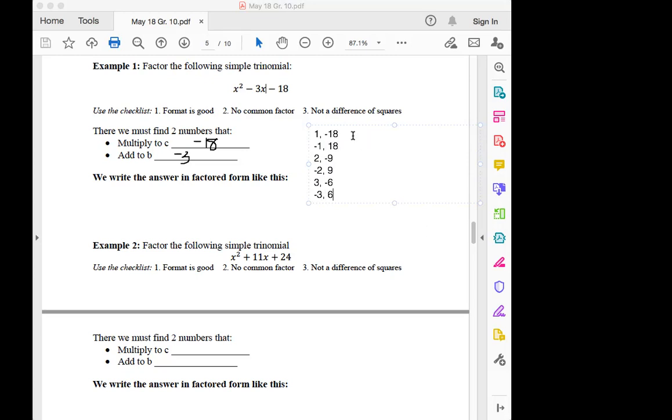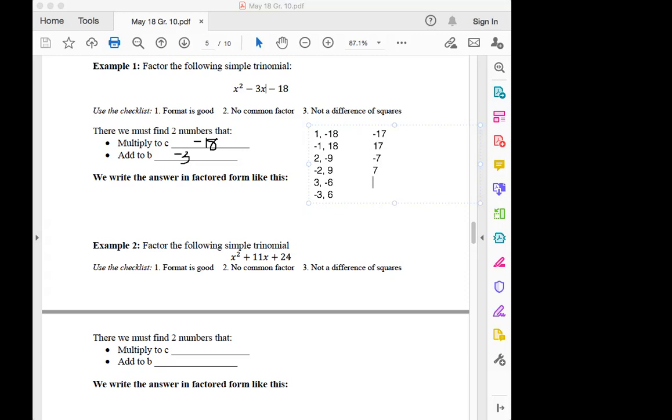Now what you have to do from there is you want 2 numbers, so these 2 numbers, to add to negative 3. So if we do 1 plus negative 18, that gives us negative 17. That's not even close to what we want. If we are to do negative 1 plus 18, that gives us positive 17. That's still not negative 3. 2 take away 9 is negative 7, so still not the answer that we want. Negative 2 and 9 gives us positive 7.